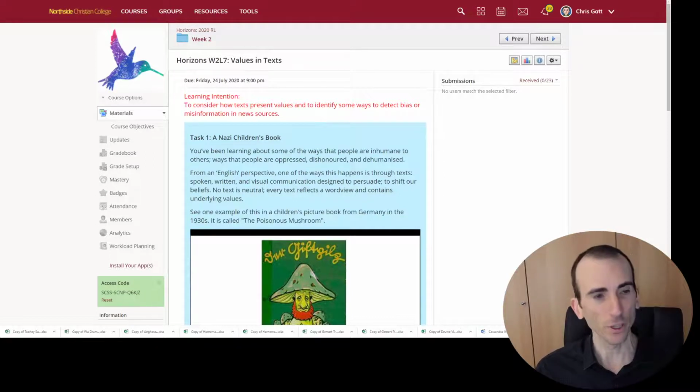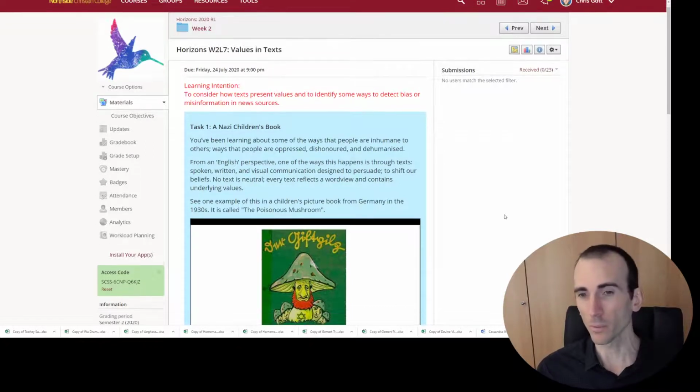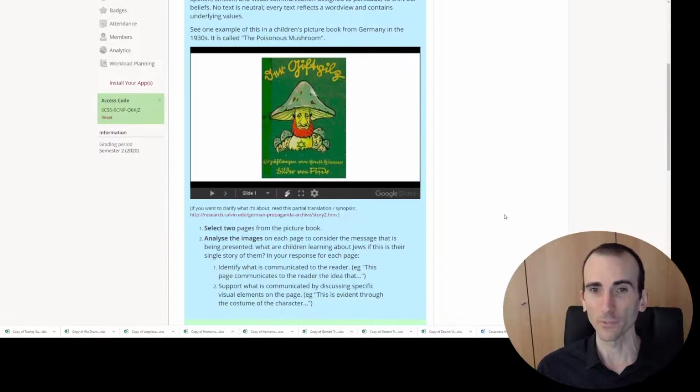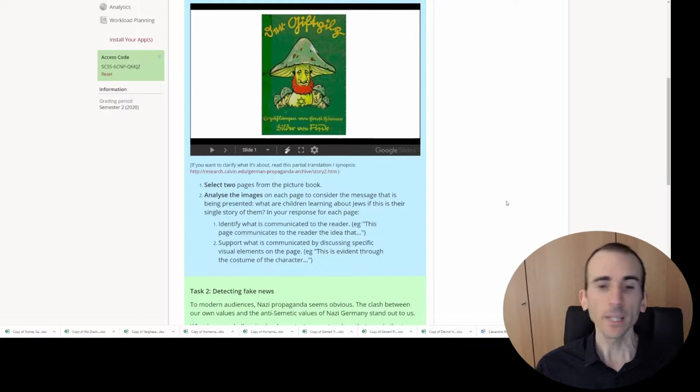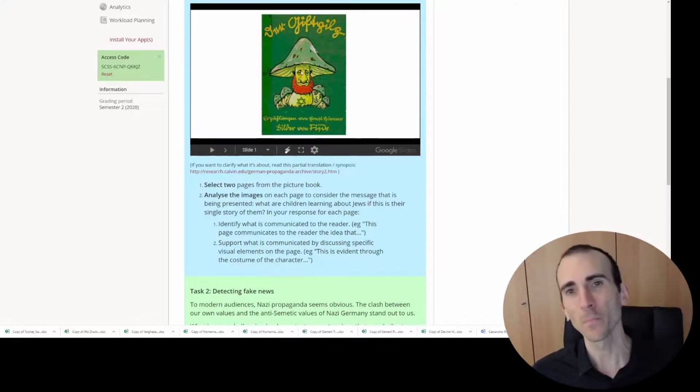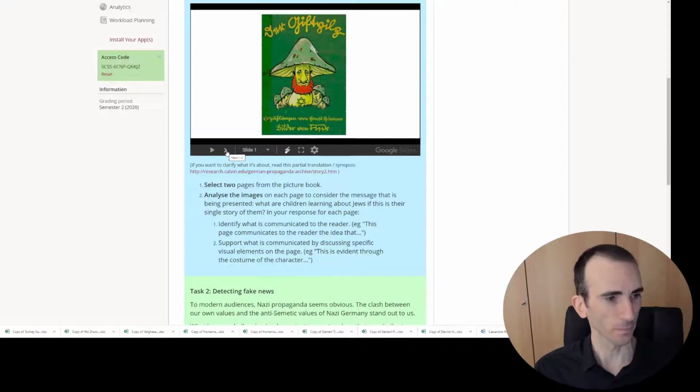Now, I know you've been learning about Nazi Germany, so you can probably already have some thoughts about what this picture book might be like. Let's start by looking at it a little bit together, and then I'm going to set you off to think it through a bit more for yourself. So here's the front cover of this German picture book from the 1930s. Certainly not a contemporary German picture book. And as I said, it's called The Poisonous Mushroom.